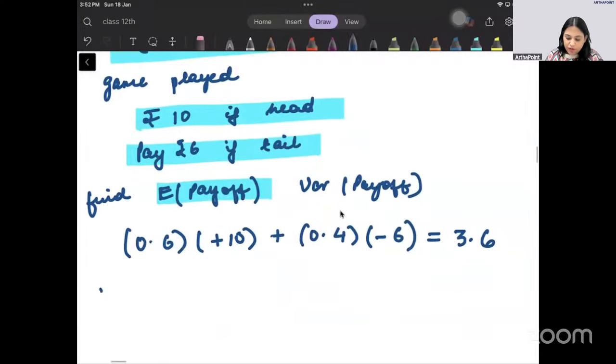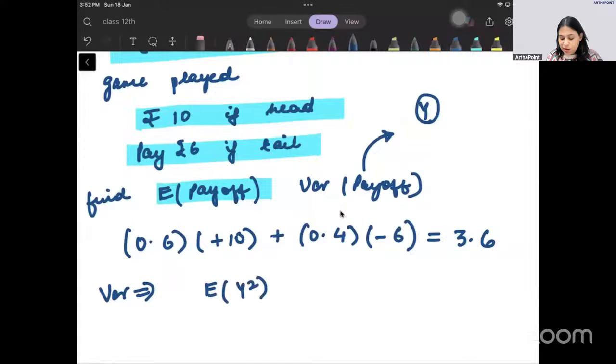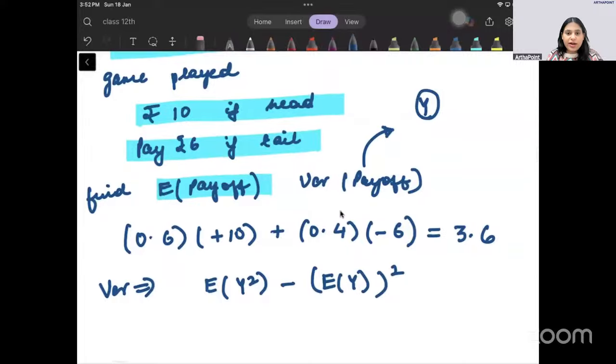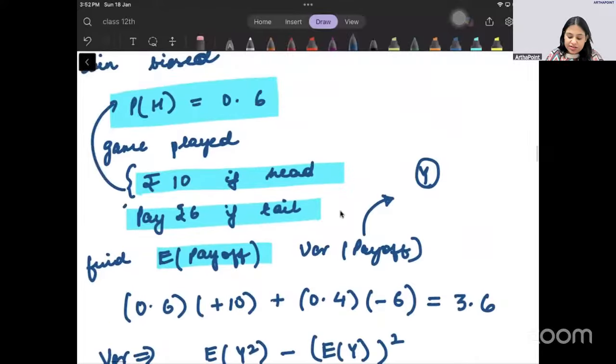Now let's talk about the variance. तो variance क्या था? Variance was variance of payoff. ठीक है? तो let the payoff be y. तो variance of payoff will be expected value of y square minus expected value of y whole square. ये हो सकता है, right? So expected value क्या आया है? Expected value is this, this multiplied with this and this multiplied with this, right?